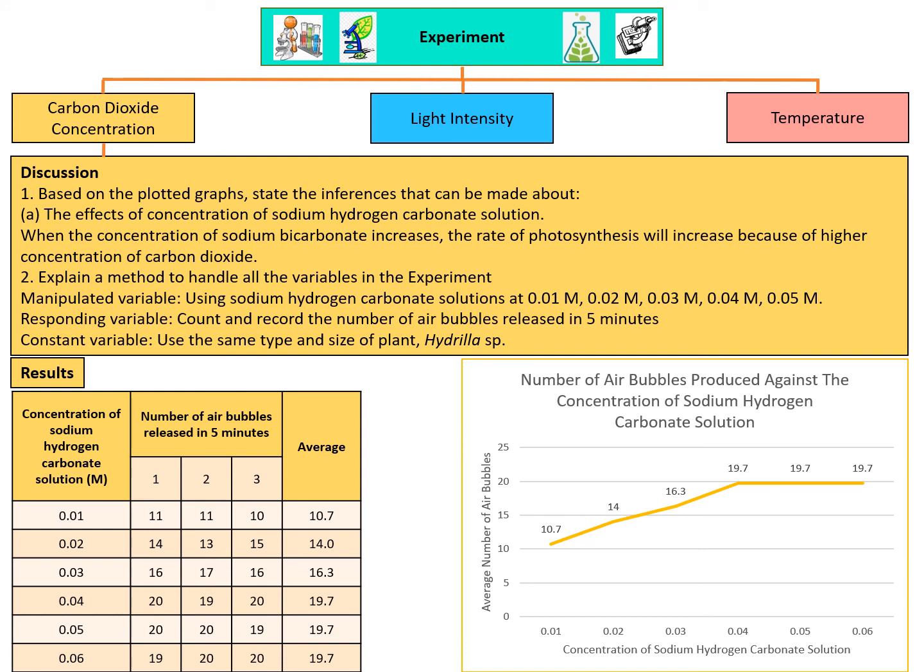Number 2, explain a method to handle all the variables in the experiment. For this one, the manipulated variable is using sodium hydrogen carbonate solution at 0.01, 0.02, 0.03, 0.04, and 0.05 molar. Responding variable: count the number of bubbles released in 5 minutes. Constant variable: use the same type and size of plant, hydrilla.